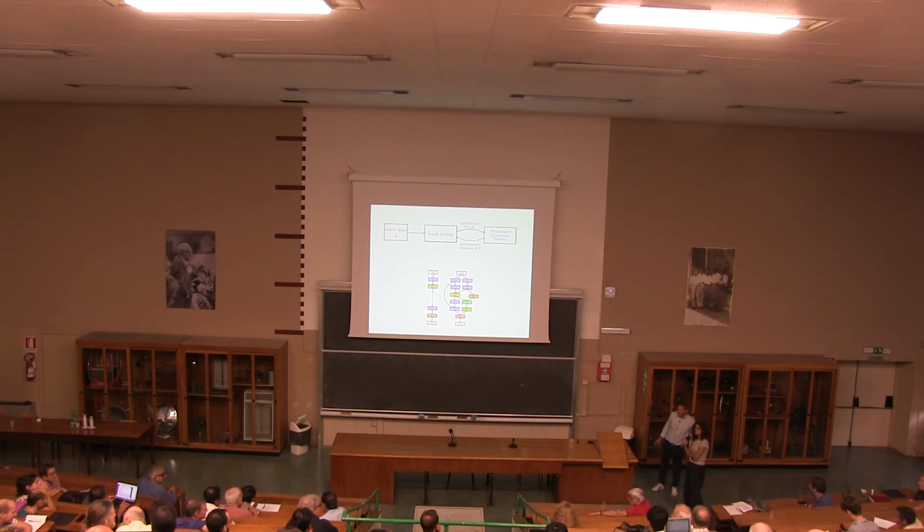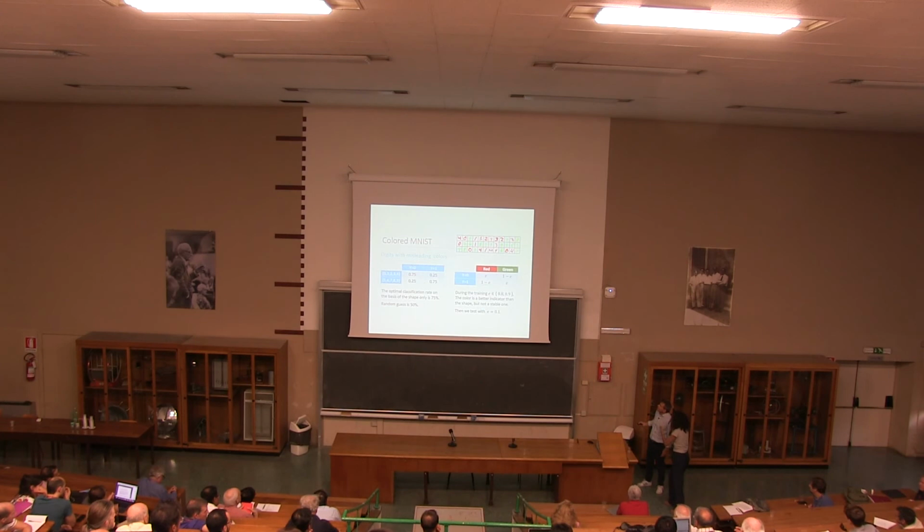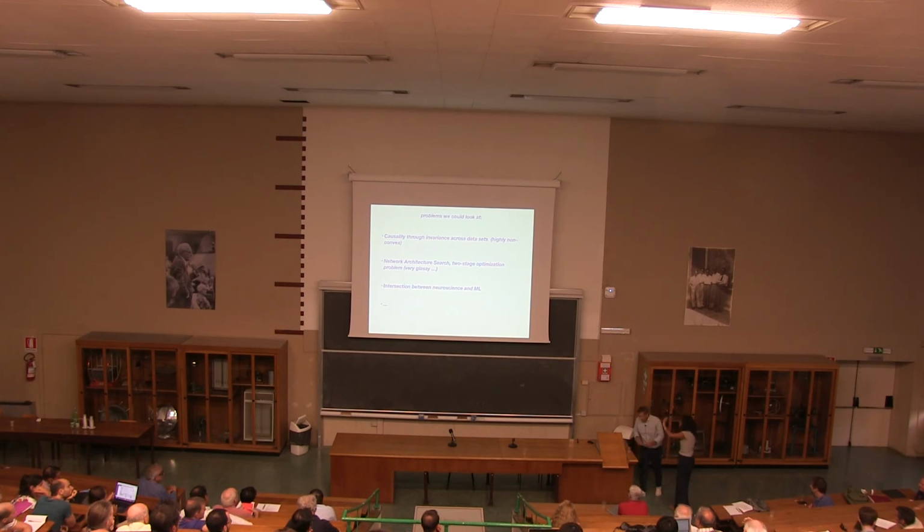Any other question? I have one, actually. You mentioned the open problems, the interesting problems. In your opinion, what example? Can you explain a little bit more what you mean by causality through invariance? Because I did not understand.